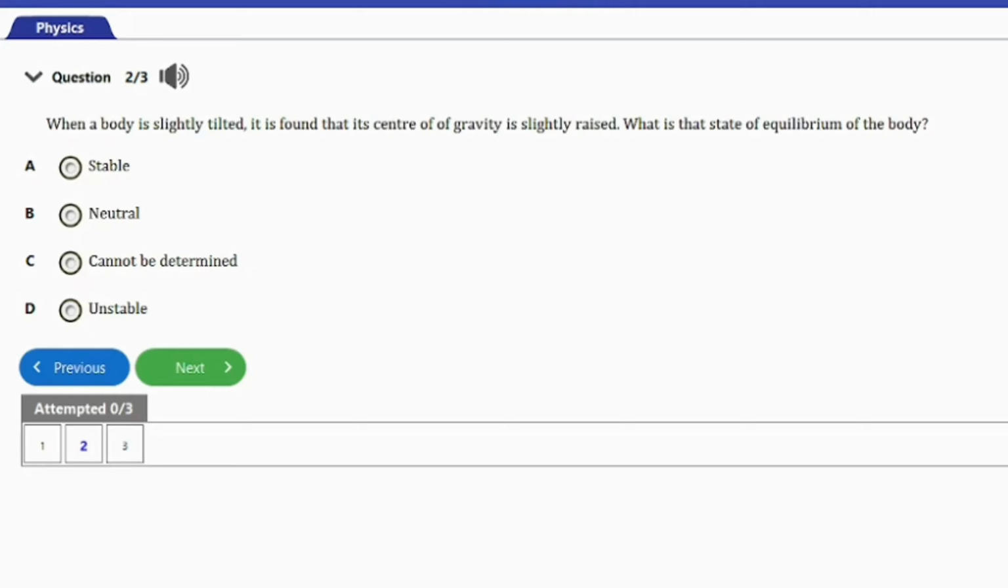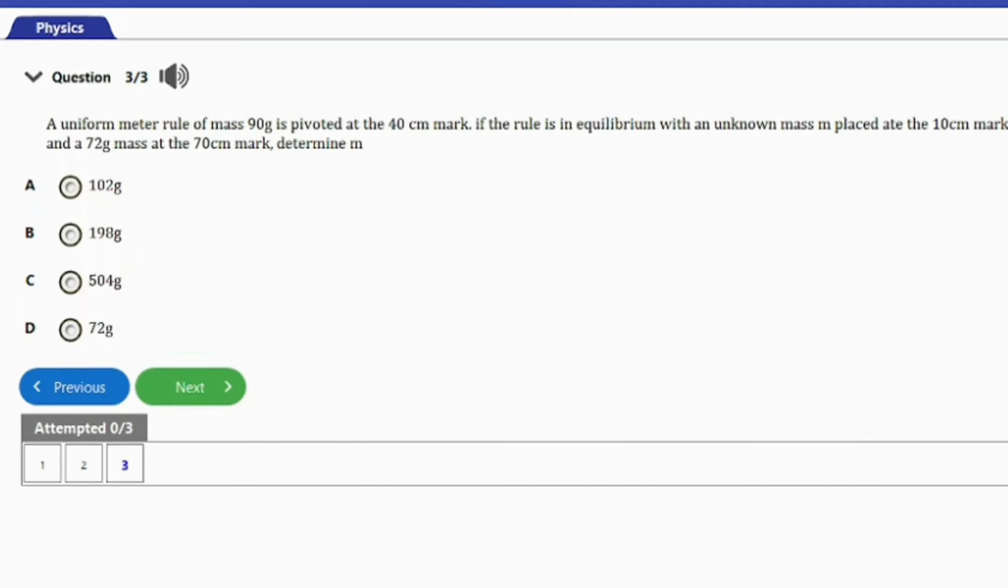So let's go ahead and consider the next question, guys. So that's question number 3 and the last here. It says, a uniform meter rule of mass 90 grams is pivoted at the 40 cm mark. If the rule is in equilibrium with an unknown mass m placed at the 10 cm mark and a 72 gram mass at the 70 cm mark, determine m.